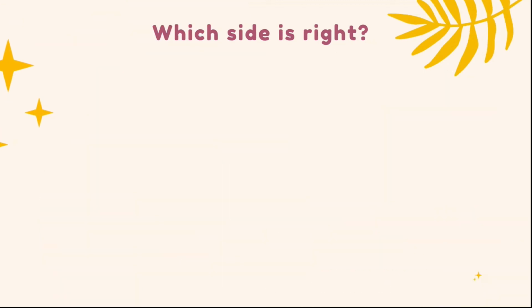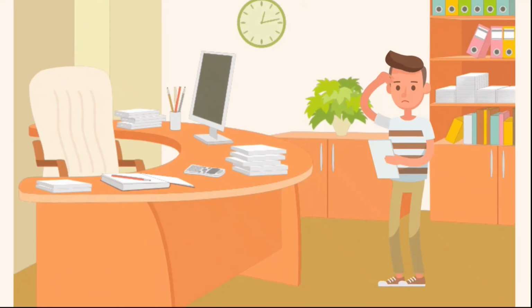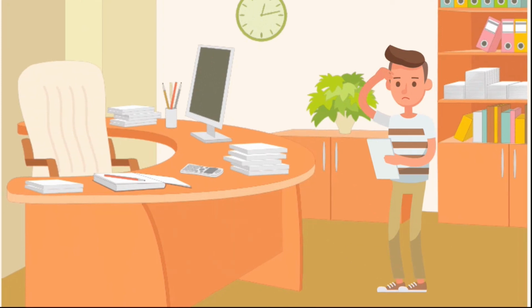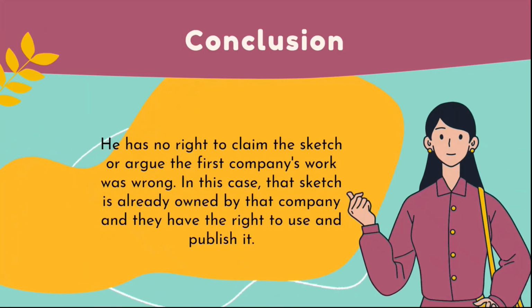So in this case, worker A had relinquished his right of ownership of the copyright of the sketch to the first company by express provision contained in his contract of employment. So he has no right to claim the sketch or argue the first company was wrong. In this case, that sketch is already owned by that company and they have the right to use and publish it.